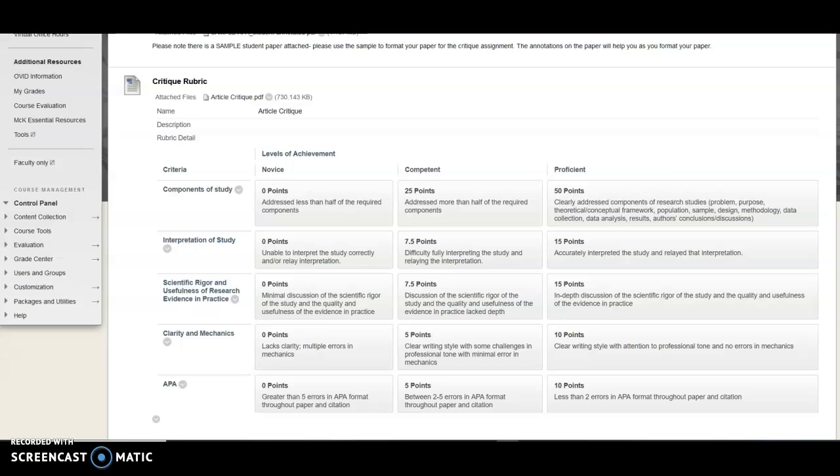And then make sure that you relay your interpretation of the study in your paper, and really discuss the scientific rigor of the research, of the evidence that you found in this particular article, and look at the level of evidence that you found. Make sure that your writing is very clear and concise, and make sure that there are no errors in your mechanics. And of course, use APA format using the guide to really structure your paper. So if you have any questions about this assignment, please let me know.